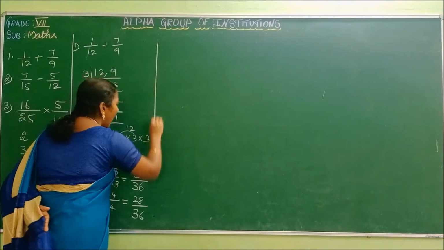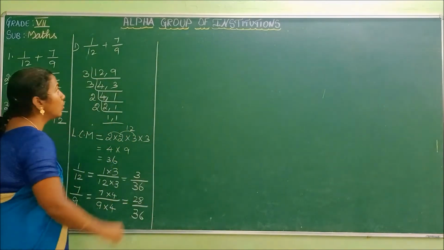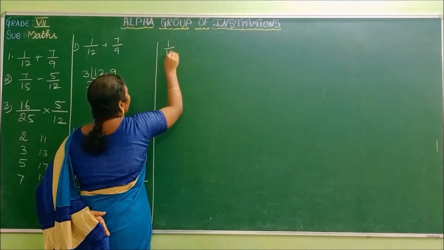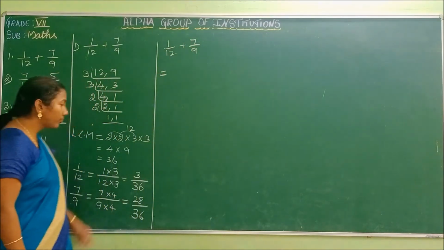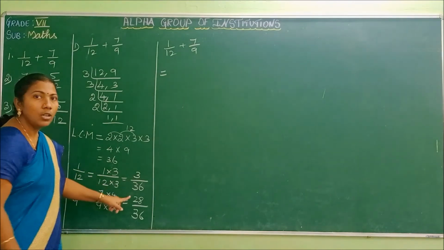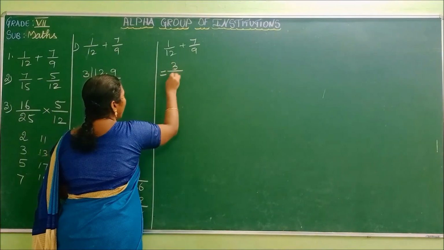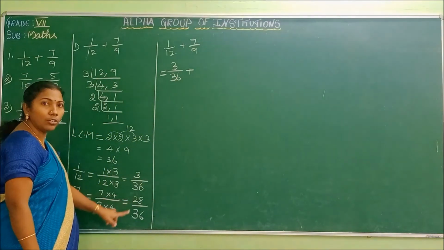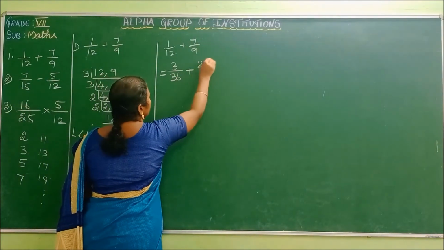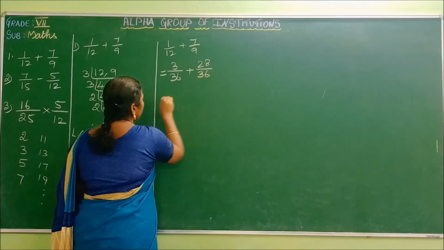Now we are going to add these two fractions. First you have to write the question: 1 by 12 plus 7 by 9. 1 by 12 is converted into 3 by 36, so we have to write its equivalent fraction 3 by 36. Similarly, 7 by 9 is converted into 28 by 36. Write it as 28 by 36.